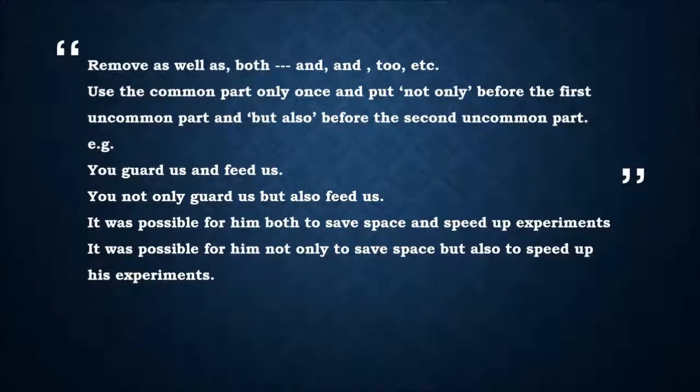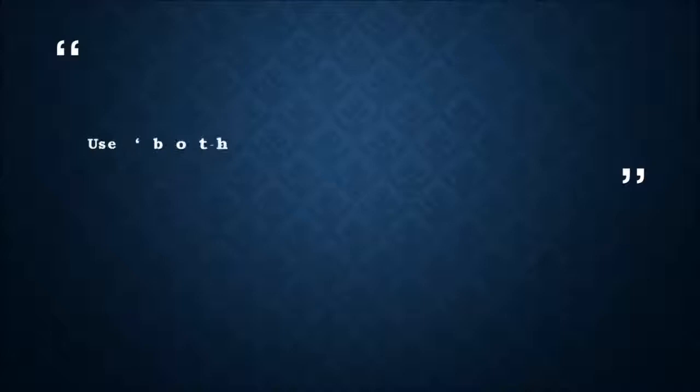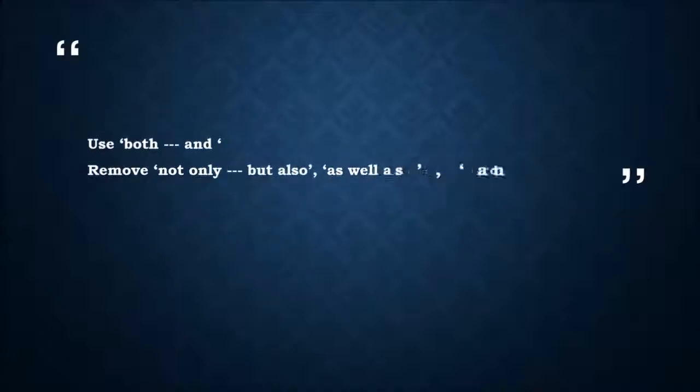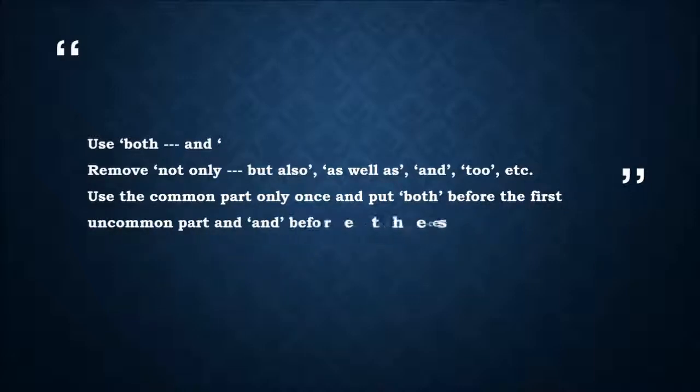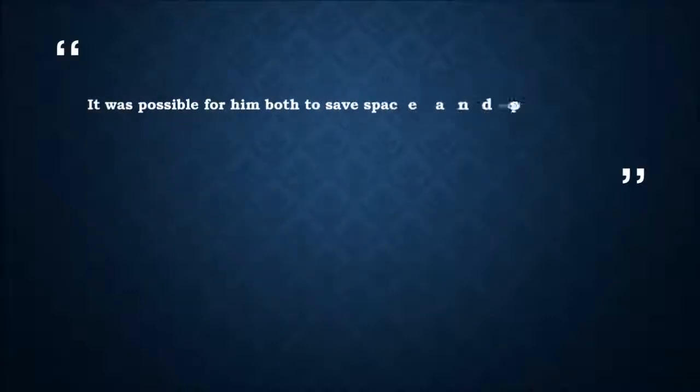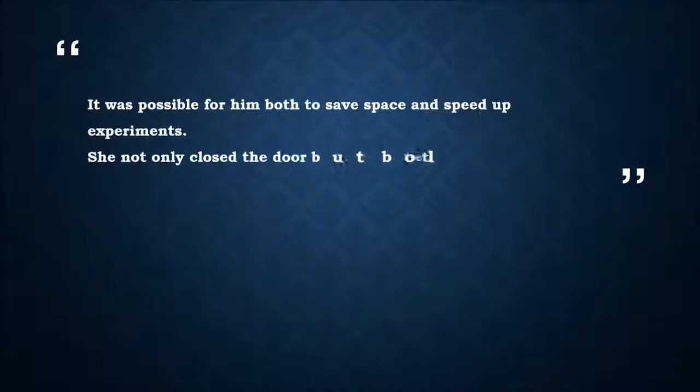Use both and. A. Remove not only but also, as well as, and, to, etc. B. Use the common part only once and put both before the first uncommon part and and before the second uncommon part. 1. It was possible for him both to save space and speed up experiments. 2. She not only closed the door but bolted it from outside. She both closed the door and bolted it from outside. 3. It looked cool and inviting. It looked both cool and inviting.